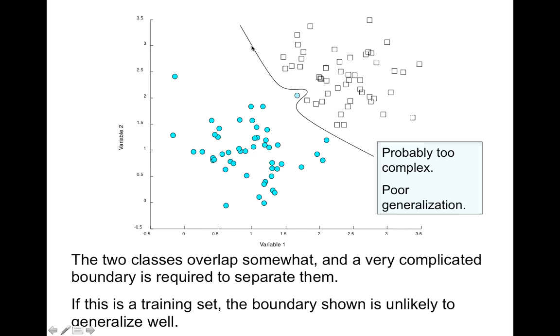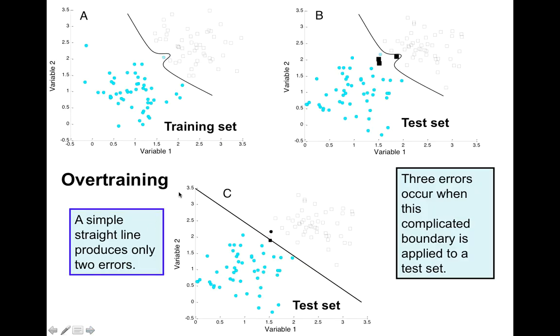By going through multiple iterations, a classifier boundary is come up with that looks like this. Because of this slight overlap in classes, to really get them to separate, and you can imagine there could be other points over here that would make for an even more complicated boundary. So if this is a training set, the boundary probably will not generalize well, and this boundary is probably too complex.